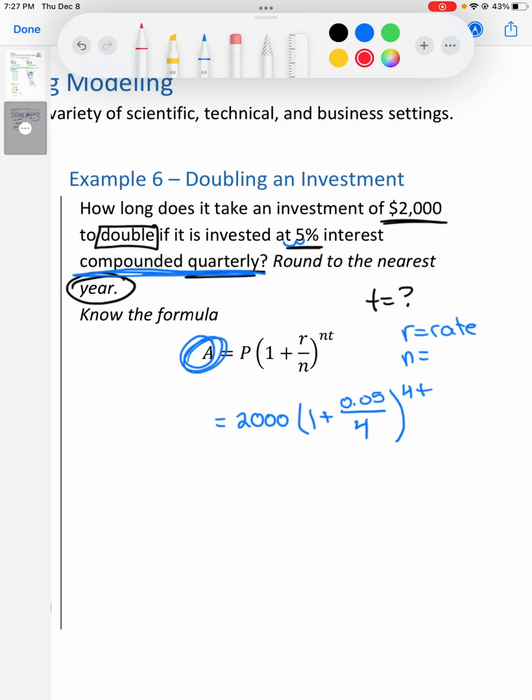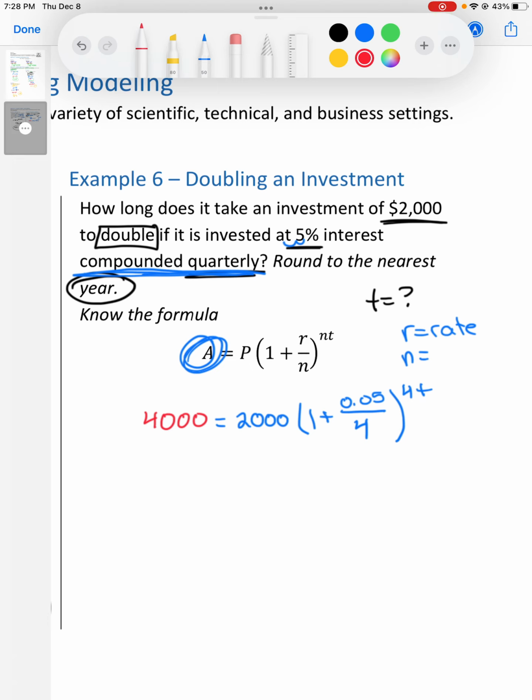That means we actually do know what A is. It's telling us how long it takes for our investment to double, so our 2,000 needs to double. What's double of 2,000? Well, that's just 4,000. Awesome, we set up our equation, and now we can plug it into our calculator.